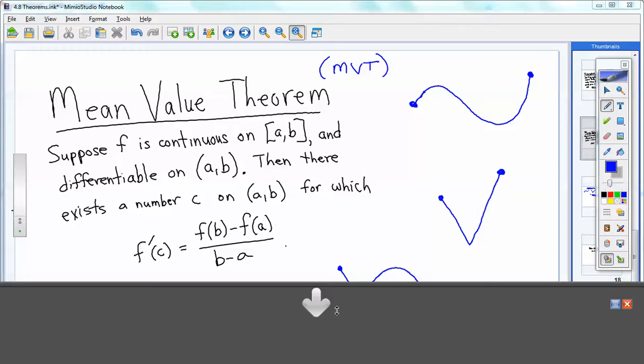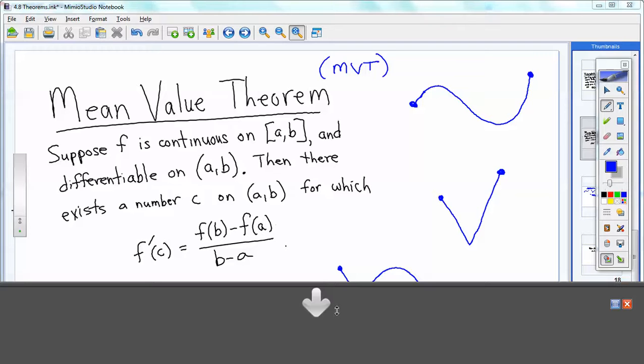And f prime of c is what? The derivative, but in terms of slope. It's the slope at c. You can't do rise over run if you only have one point, right? You can't do rise over run at c because there's no rise, no run. It's only one point. It's the derivative. It's the slope at c. It's instantaneous rate of change compared to average rate of change. That's where you get the word mean in there, and average.